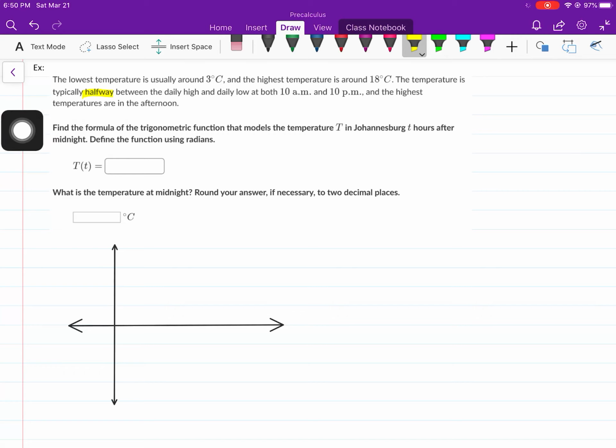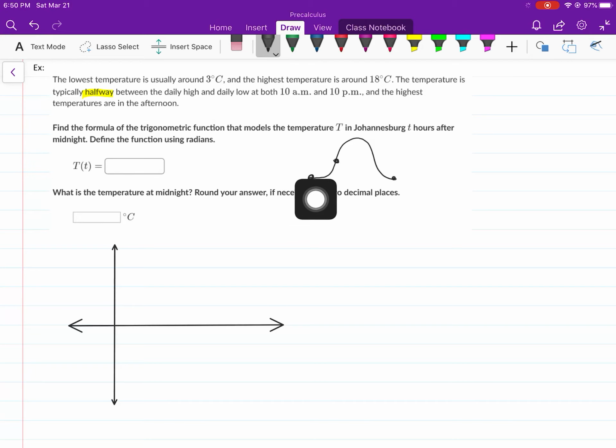So halfway, this is talking about our midpoint. So halfway is that midpoint, and notice that midpoint's at 10 a.m., and then the highest point is in the afternoon, so you can think the afternoon is between 10 a.m. and 10 p.m. Think about that. 3 p.m. would be the afternoon. So that means from that midpoint, it's just going to be going up and go to the lowest.